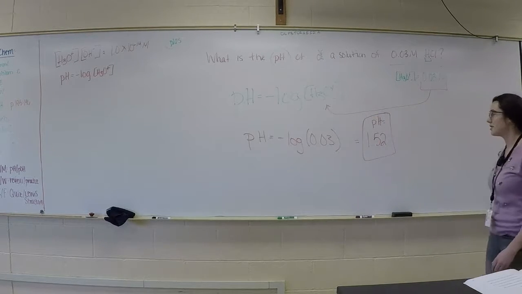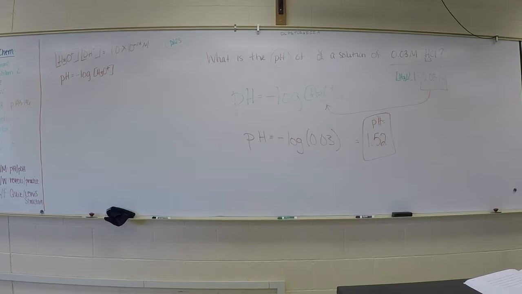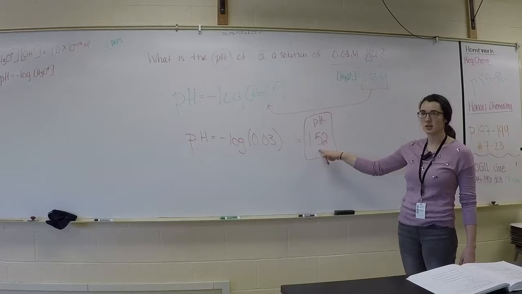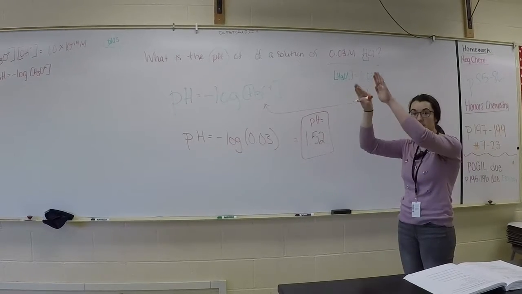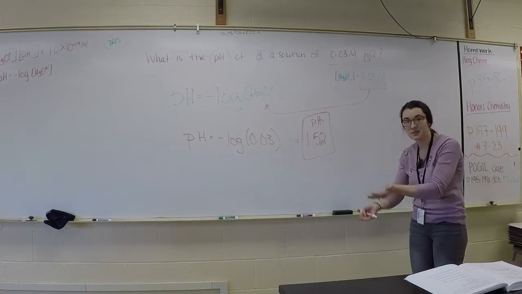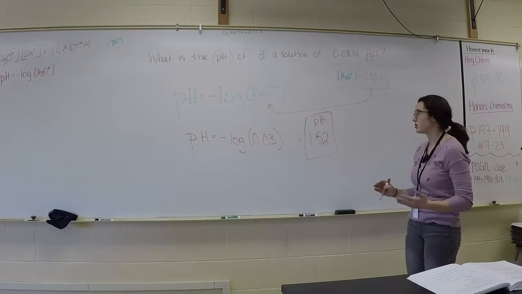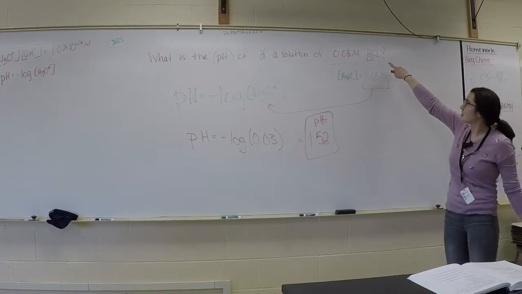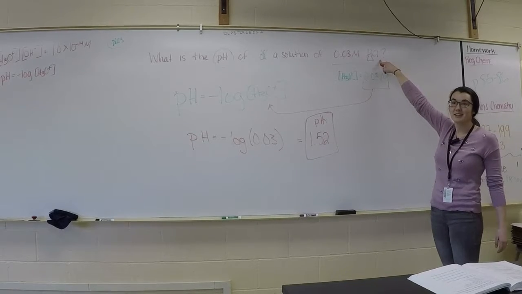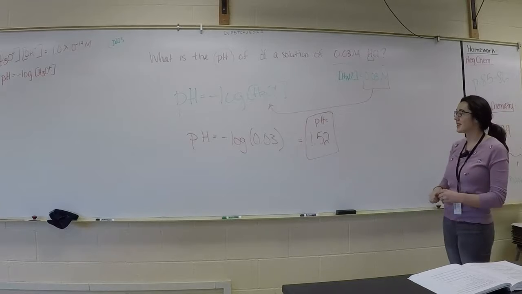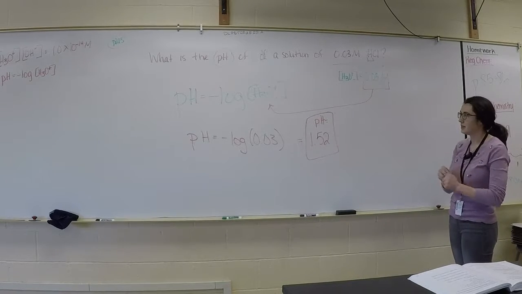Does pH have a unit? Nope. And 1.52, is that an acidic or basic pH? Acidic. Remember, less than 7, acid. Greater than 7, base. 7 exactly, neutral. All right, HCl, is that an acid? Yeah, good. It has a hydrogen. This is an acidic pH, so we're good.